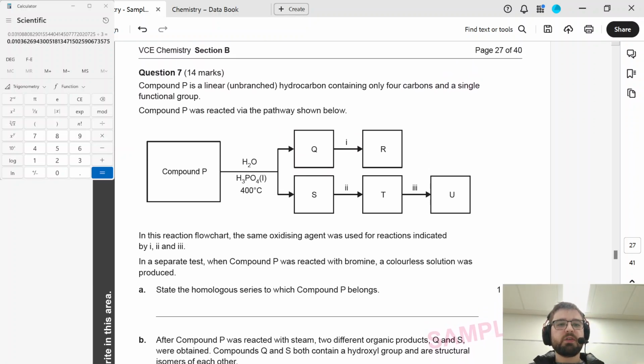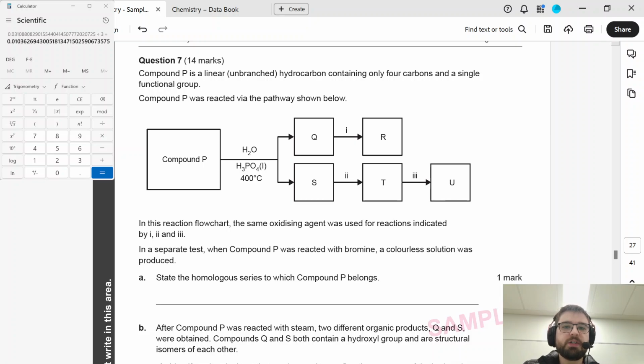Alright, here we go. Question 7. Compound P is a linear unbranched hydrocarbon containing only 4 carbons and a single functional group. Okay, that is a lot of letters. Maybe this is their new organic pathway diagram.